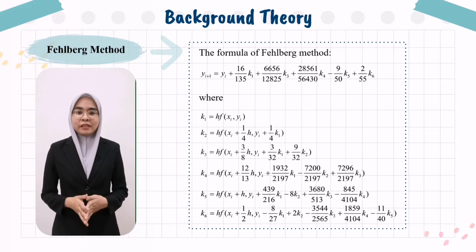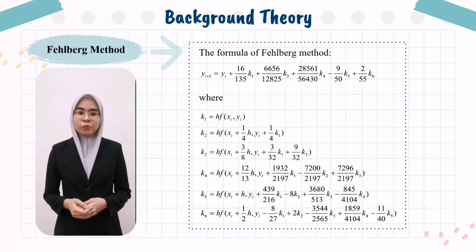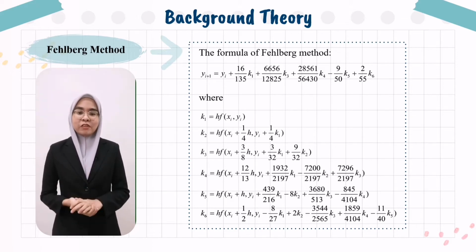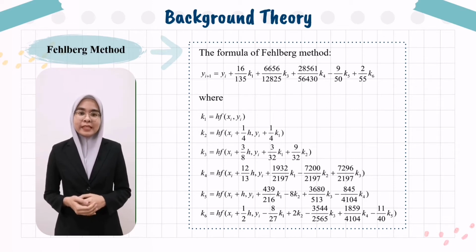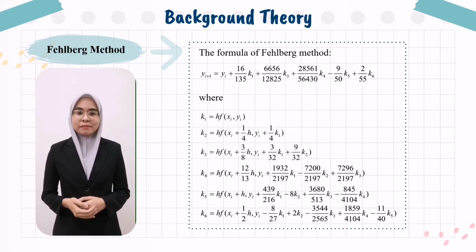Next, Fehlberg method. Fehlberg method is a single-step method used in solving initial value problems for ordinary differential equations that requires 6 function evaluations per step. The slide shows the formula of Fehlberg method and its 6 function evaluations.